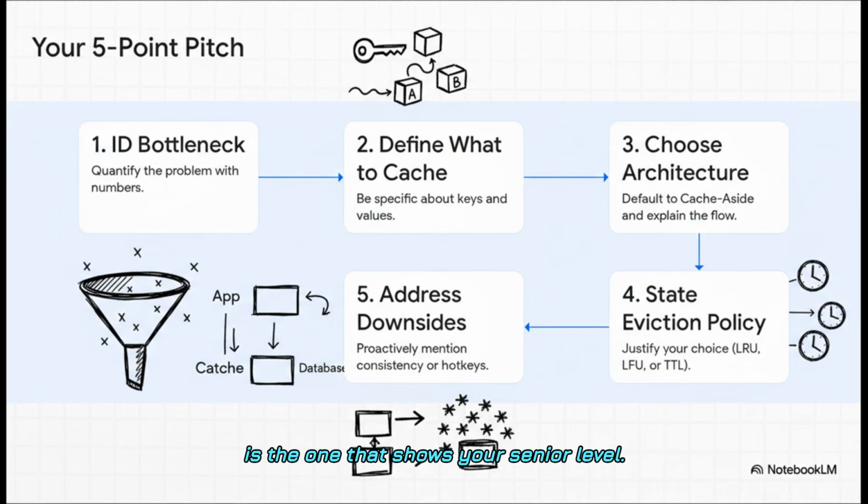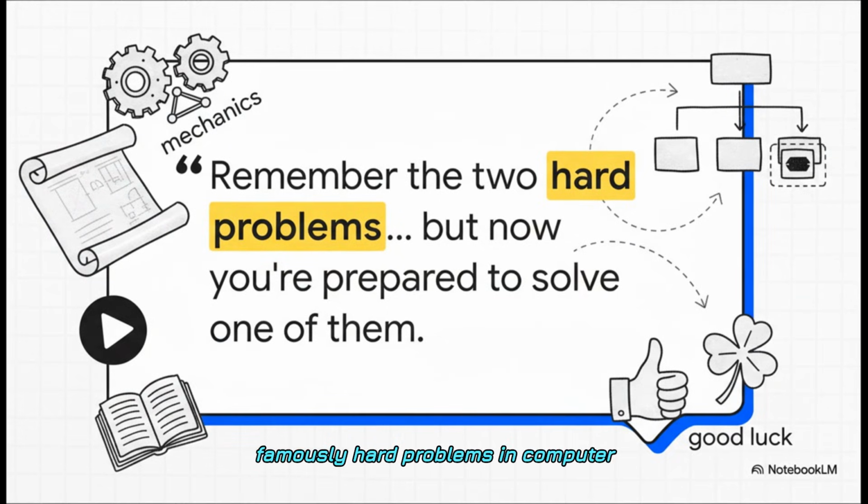And number 5, and this is the one that shows you're a senior-level thinker, proactively talk about the downsides. Mention things like cache consistency or the risk of hotkeys. This shows you're not just thinking about the happy path, but the whole picture. So yeah, caching might be one of those famously hard problems in computer science, but you now have a solid framework for how to think about it, how to talk about it, and how to solve it. You're not just throwing a box on a diagram anymore. You're making a strategic decision and you understand the trade-offs. You've got this.